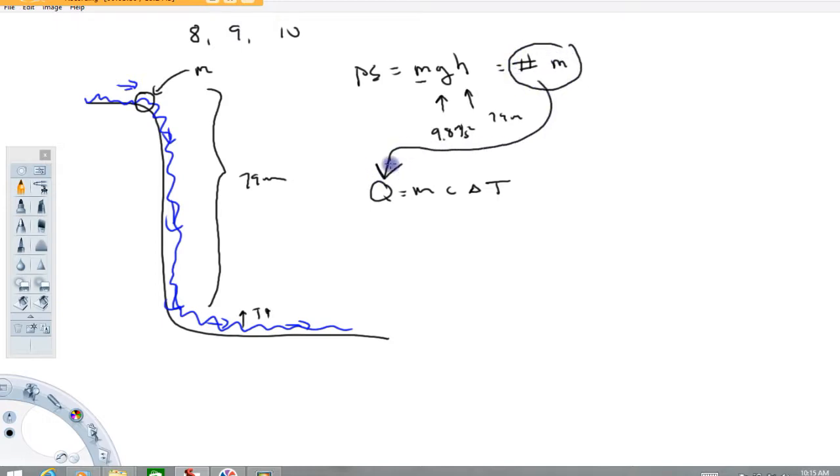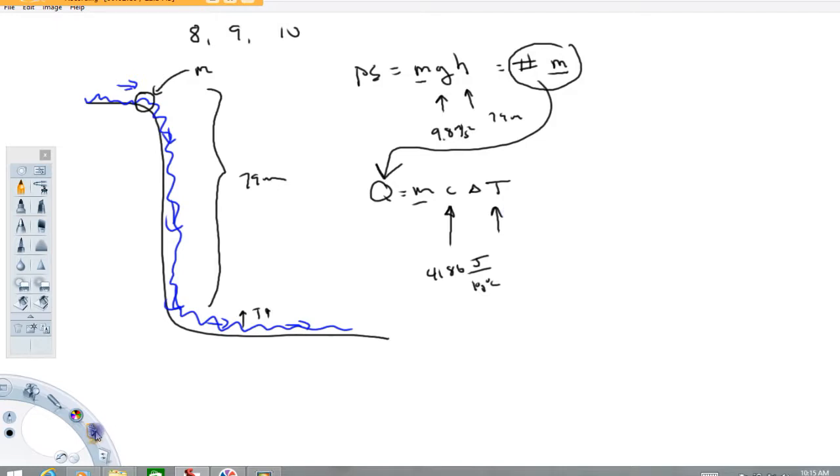Now at this point you'll notice there's a mass on the left and there's a mass on the right. I'll let you think about what will happen there. c is the specific heat of water, 4186 joules per kilogram degree Celsius, and then you're going to just solve for the ΔT. All right, that should be enough on that one.